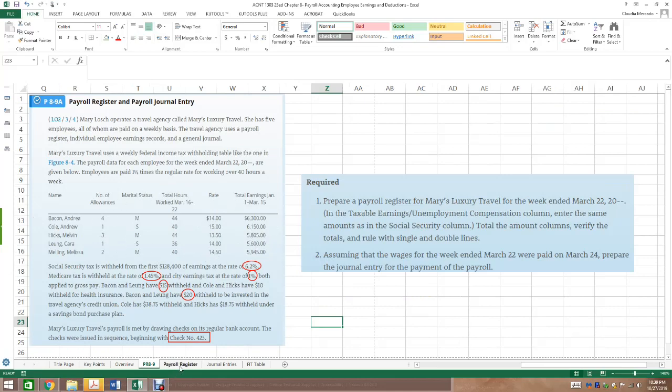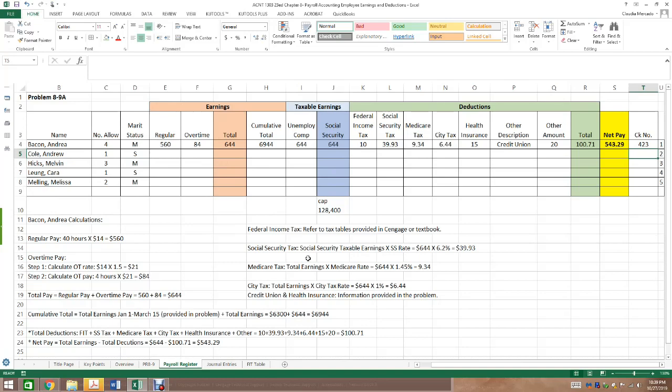I am not going to go over this in detail because it will take a very long time for me to explain every single thing. But I have explained the entire process for Andrea Bacon. So what I'm going to do is I'm going to go ahead and enter the amounts for the rest of the employees. You can do the calculations on your own. That way you can check your work. But I do need these totals so that way I can show you the next part of the problem, which is calculating or doing your journal entries, okay?